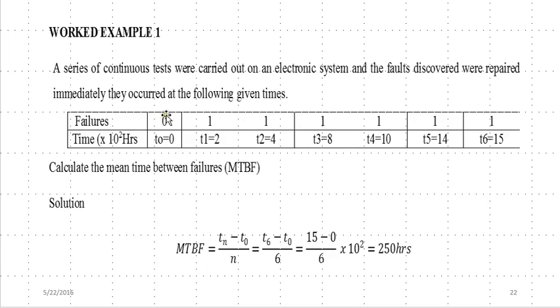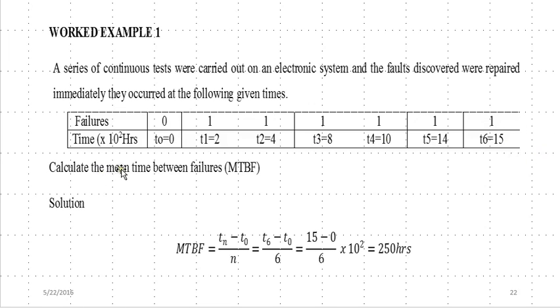At the time we have 0 failure, that is the starting time, my time is equal to 0. Whatever we have here should be multiplied by 10 square, which is 100. When the first failure happens, it happens at 2 times 100, which is 200 hours. It is repaired and it continues to work. The next failure at 400, the next failure at 800, the next failure at 1000, next at 1400, and the last failure at 1500 hours.